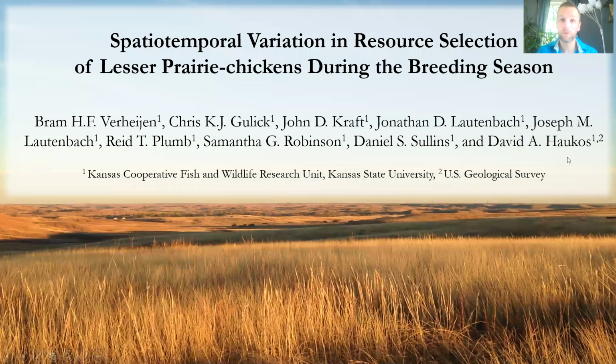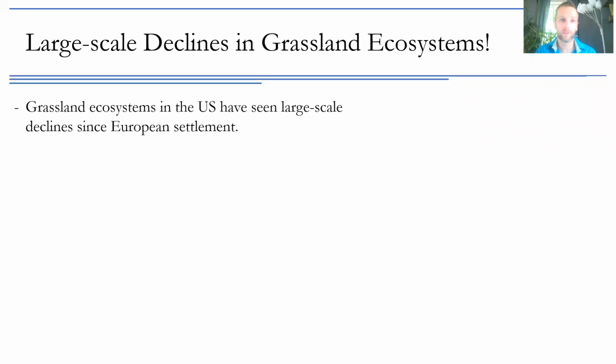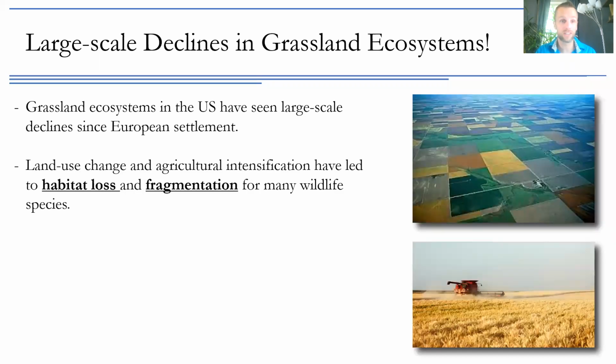All right, welcome to my presentation about resource selection of lesser prairie chickens during the breeding season. As you all know, the grassland ecosystem has seen some large-scale declines in the US since European settlements. Land use change and agricultural intensification have led to habitat loss and fragmentation for many wildlife species.